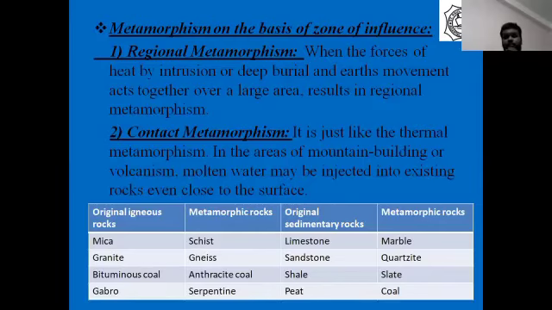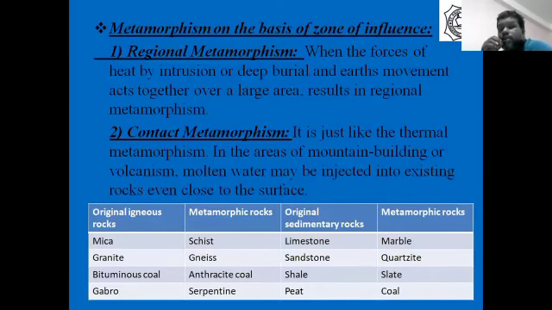Now below you can see a table where I have shown you original igneous rocks, metamorphic rocks, original sedimentary rocks and metamorphic rocks. For example, from the original igneous rock mica, schist is formed, which is a metamorphic rock. Granite, an original igneous rock, due to metamorphism turns into gneiss. Bituminous coal, due to metamorphism, gets transformed into anthracite coal.